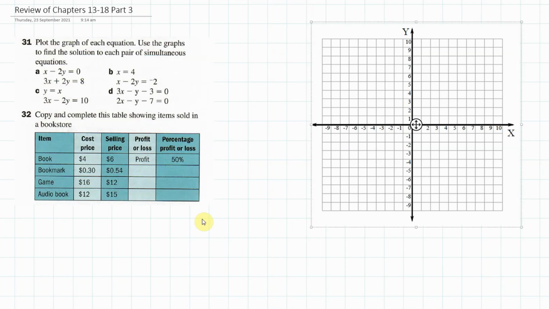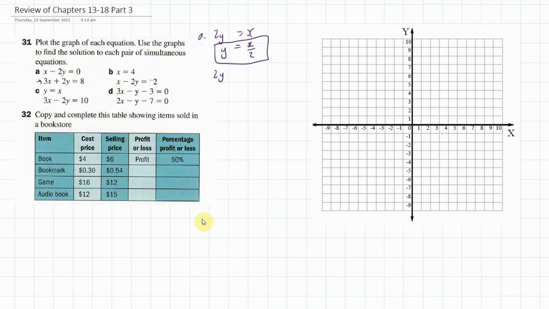So what I'm first of all needing to do is probably just rearrange. For A, I'm going to rearrange that first one, 2y equals x, and therefore y is equal to x over 2. That's my first one. Now I'm going to do the second equation. I'm going to rearrange that to 2y, and I'll pull that 3x across, so I'll get minus 3x plus 8. And then I'll get y is equal to negative 3 over 2 x plus 4.